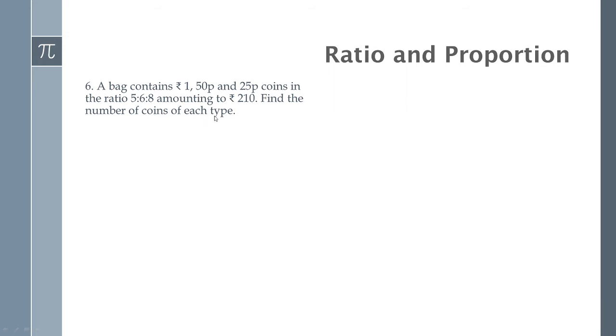1 rupee coins are there, 50 paisa coins are there, 25 paisa coins are there. They are in the ratio of 5 is to 6 is to 8. But the total amount is 210 rupees only. How will we find it out? This is very important now.